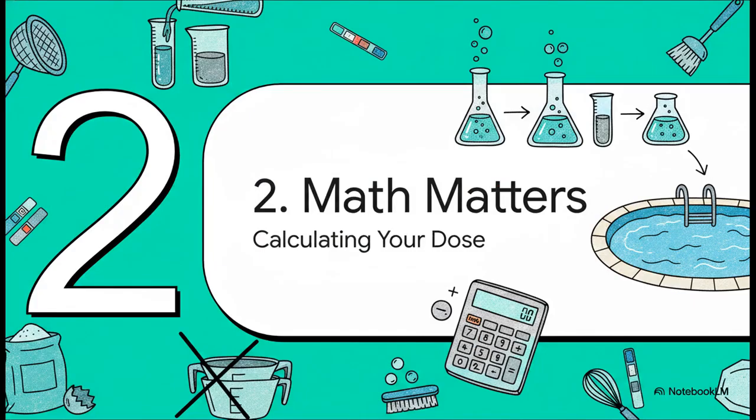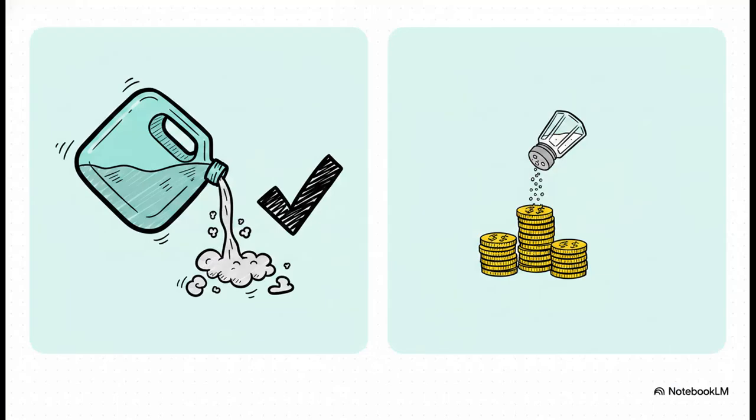Moving on to Section 2, Math Matters, Calculating Your Dose. This is our critical pre-game phase. Because honestly, guessing your pool chemistry is like baking a cake without measuring cups. You just can't eyeball it. When you need to lower your pH, you generally have two main choices, muriatic acid or dry acid.